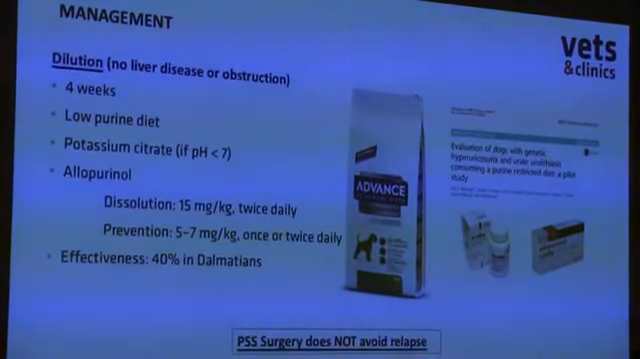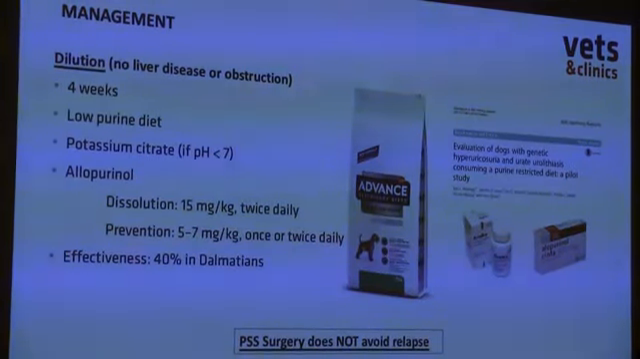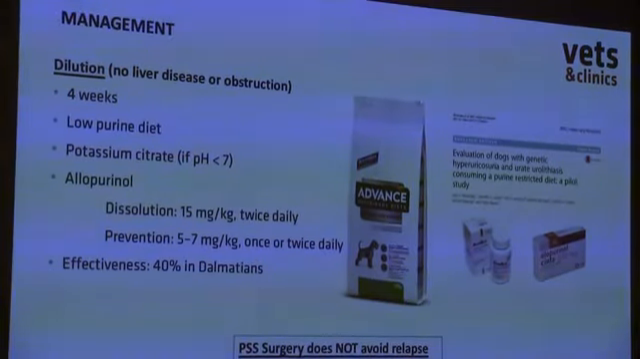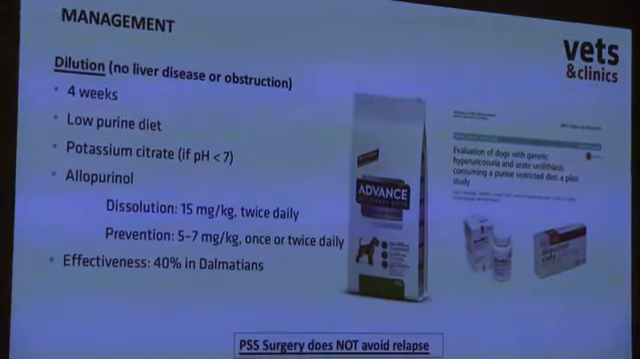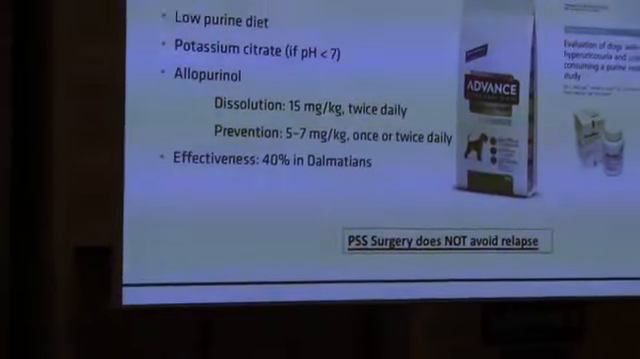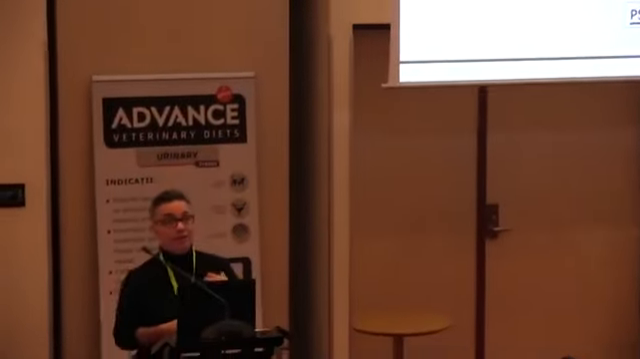And you can even try giving potassium citrate again if the pH has not increased with the diet. The low purine diet increases the pH of the urine. Another strategy you can try is allopurinol. In my experience, I try it all the time. When you are doing the dissolution, you use a higher dose in comparison to the maintenance dose of allopurinol.